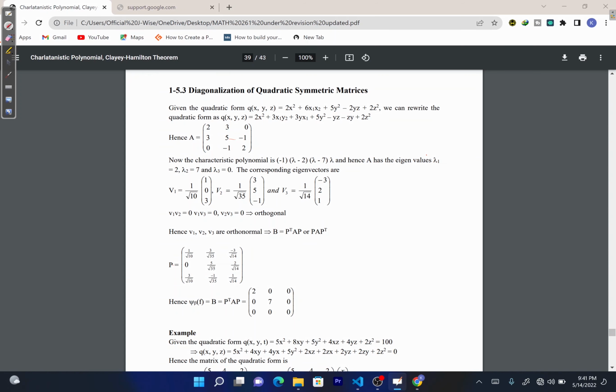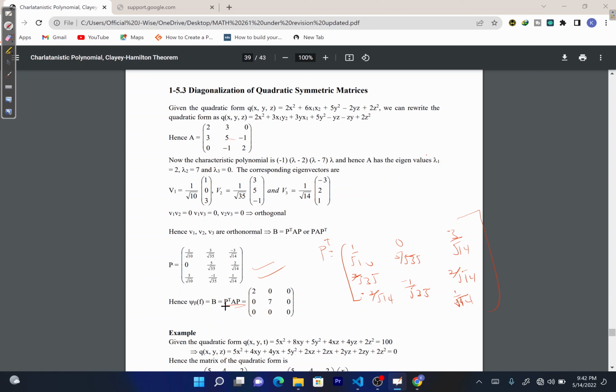So here is our modal matrix P. Now we solve for P transpose A P. If we have this as P, then P transpose is given by 1 over root 10, 3 over root 35, minus 3 over root 14, 0, 5 over root 35, then minus 1 over root 35, minus 3 over root 14, 2 over root 14, then 1 over root 14. That's the transpose of matrix P.